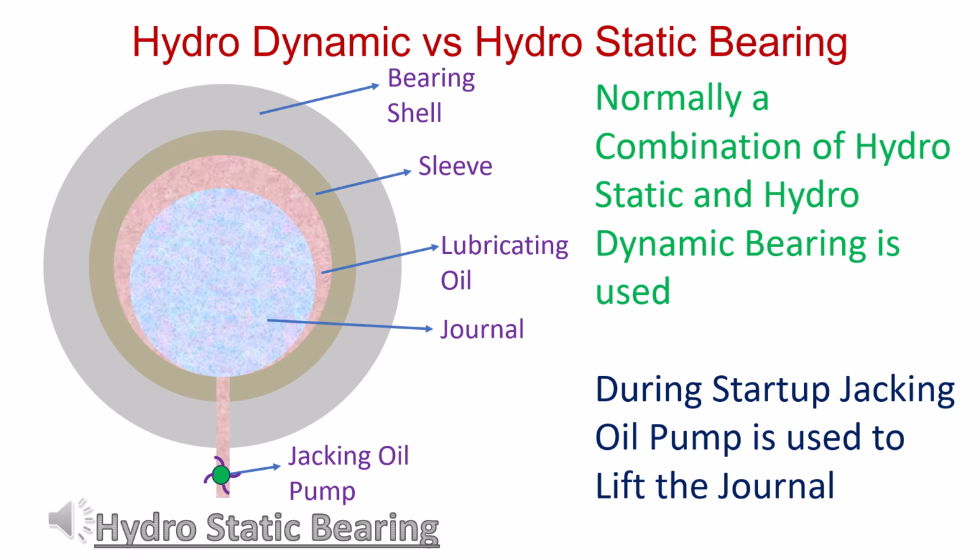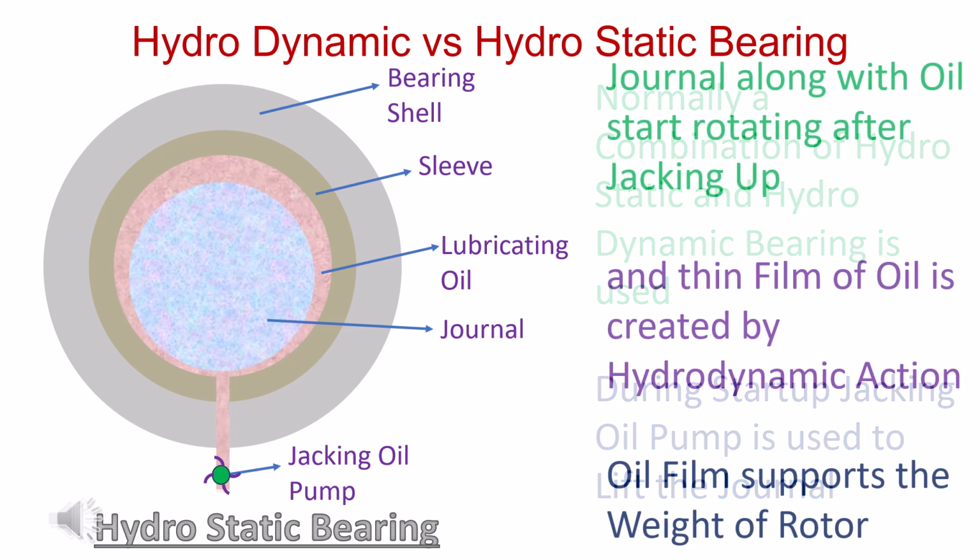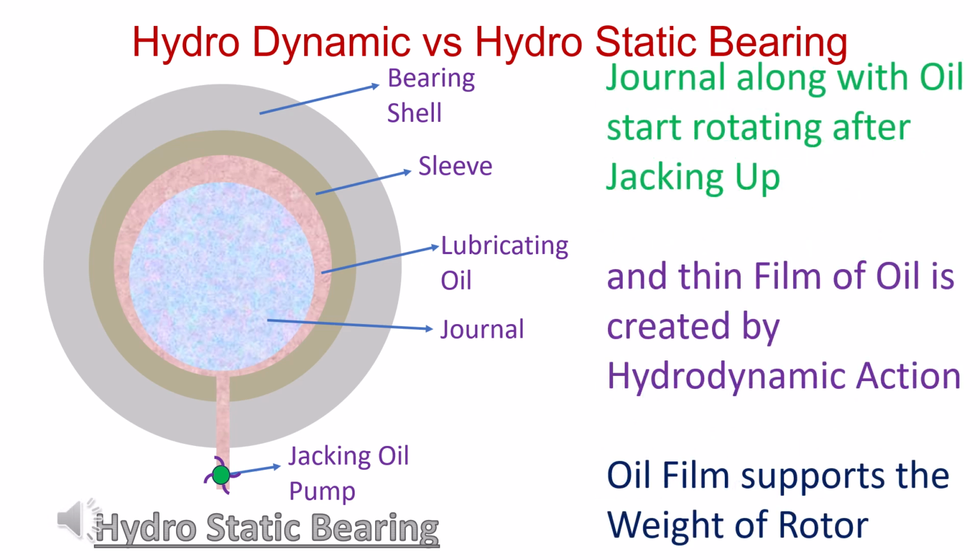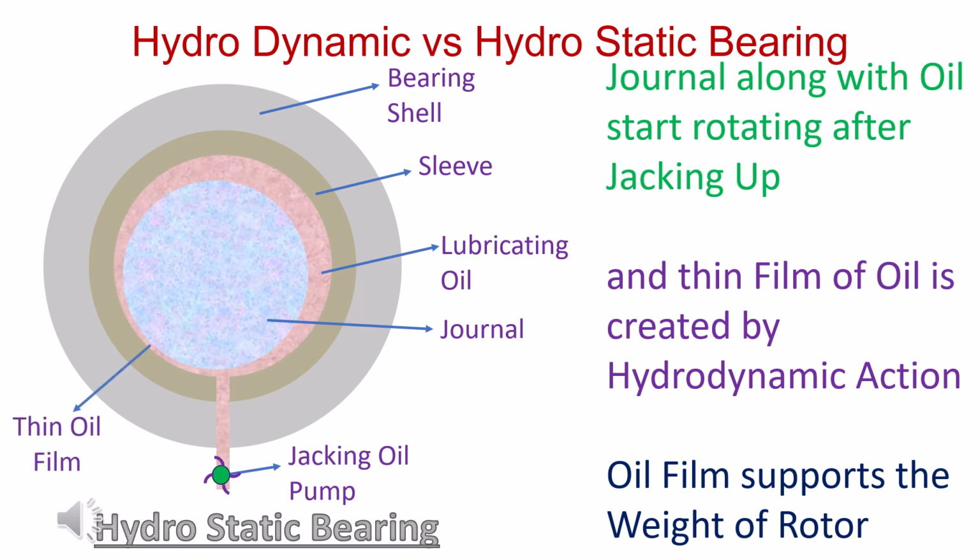Normally, a combination of hydrostatic and hydrodynamic bearing is used. During startup, a jacking oil pump is used to lift the journal. Journal along with oil starts rotating after jacking up, and a thin film of oil is created by hydrodynamic action. Oil film supports the weight of the rotor.